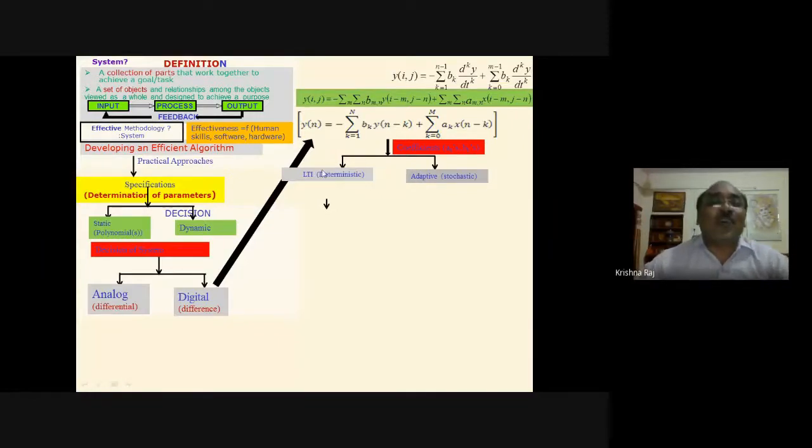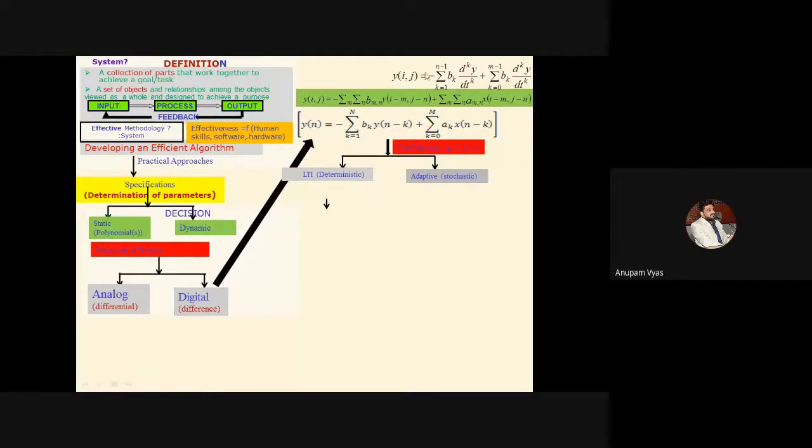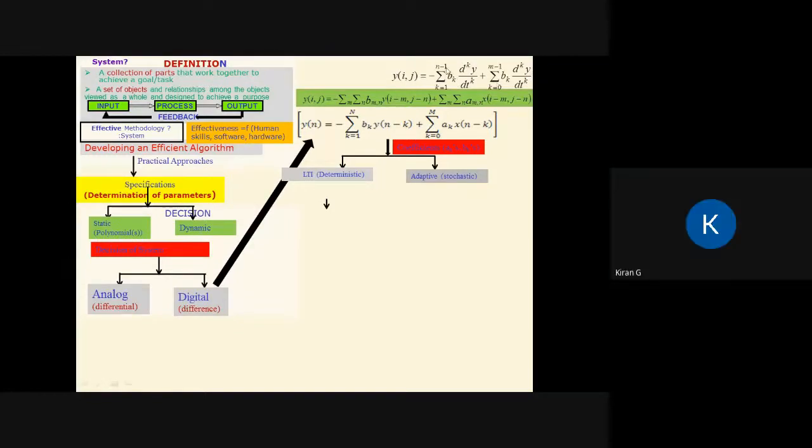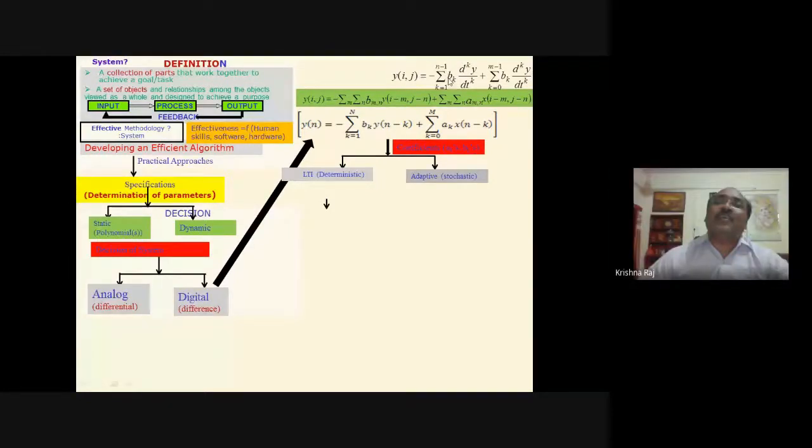What is the one that ak's and bk's are called constant? Here the specifications are related to the ak's, bk's parameters. It means ak's and bk's are nothing but the parameters.